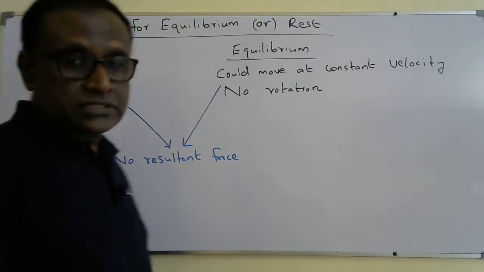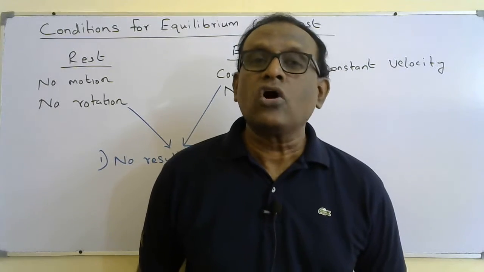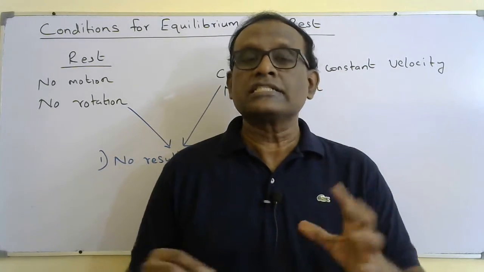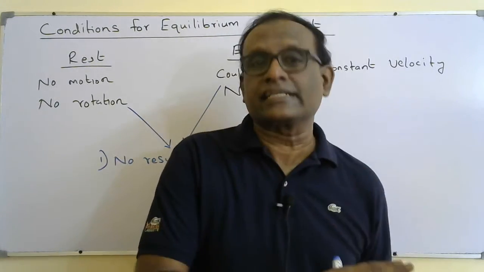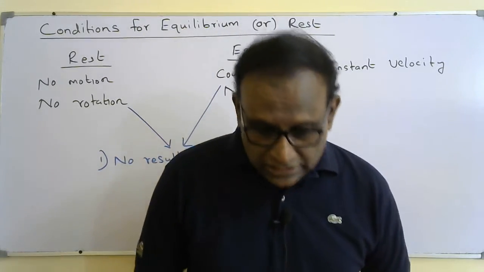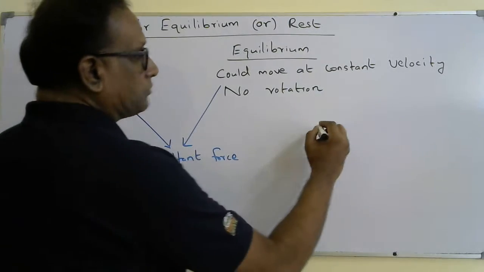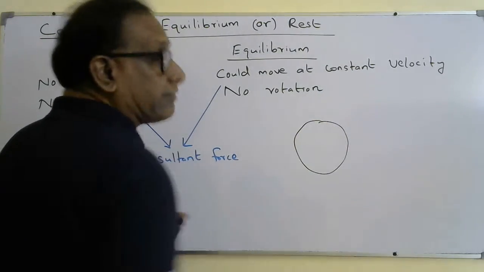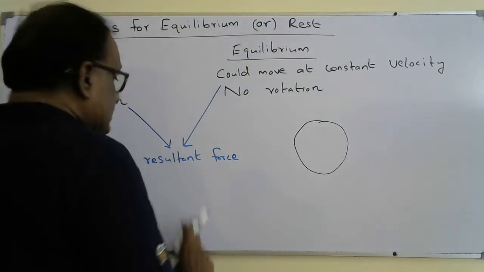No resultant force. That means when you resolve all the forces acting on the object to any direction, along that direction, the resultant force must be 0. Say for example, there is an object, that object is at rest or equilibrium. The conditions are the same.